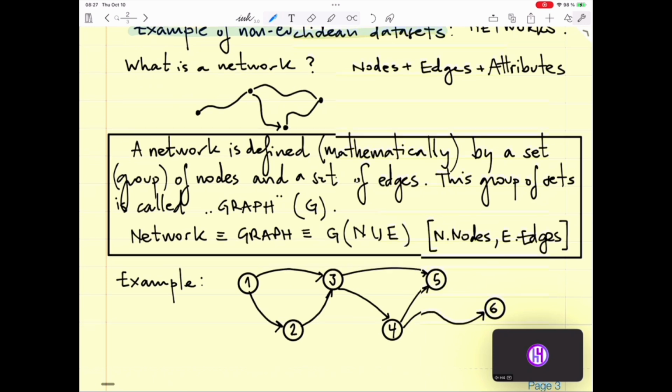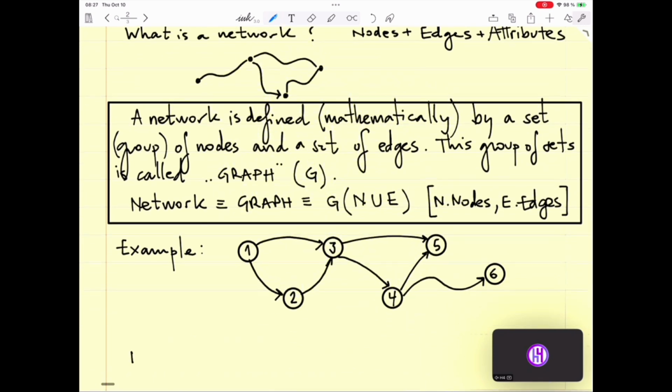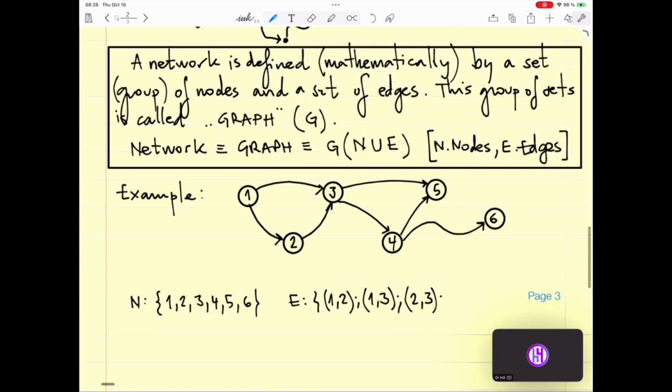Okay? So, our set of nodes N is 1, 2, 3, 4, 5, and 6. Okay? Our set of edges is the connection between 1 and 2, the connection between 1 and 3, the connection between 2 and 3, the connection between 3 and 4, 3 and 5, 4 and 5, and 4 and 6. Okay?